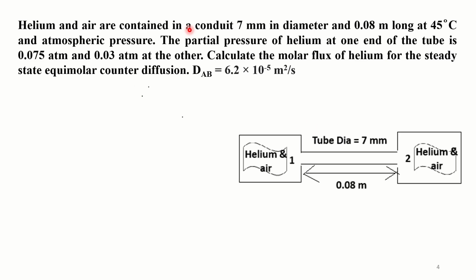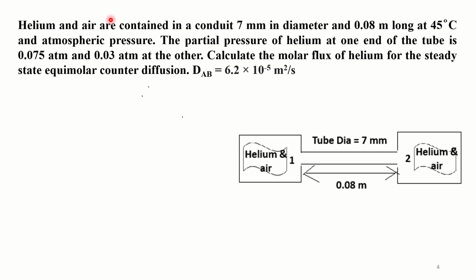So it is mentioned that these components are contained in a conduit 7 mm in diameter and 0.08 meter long. So there are two conduits in which you have helium and air. So these two conduits are separated at a distance of 0.08 meter and the diameter of the tube is 7 mm. So this distance between these two conduits, that is the diffusion path distance, which is 0.08 meter. And the diffusion takes place at 45 degrees Celsius temperature and atmospheric pressure. That means 1 atmosphere pressure.